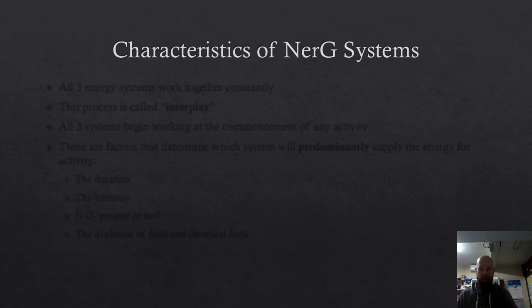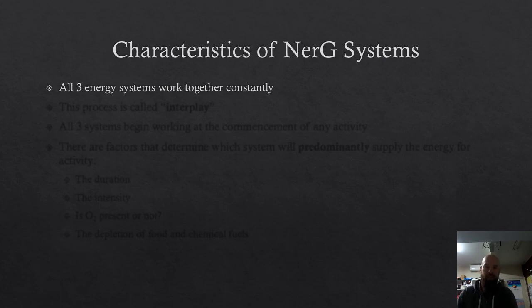Okay, so the characteristics of the energy systems is, you need to understand it. It's not like a light switch. All three energy systems are working together constantly. It just depends on what percentage of what energy system is being used. Are we using more ATP and less of the oxygen, or are we using more of the oxygen and less of the ATP? It depends. But that process is what we call interplay.